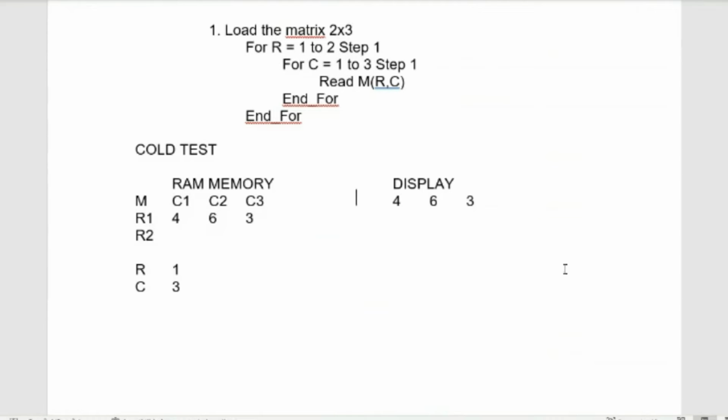Okay? Now step 1 to the row 2. And column is coming again to 1. Read a number and store it in matrix row R, column C. Suppose you receive number 5. Okay? This 5 is coming to the row 2, column 1.